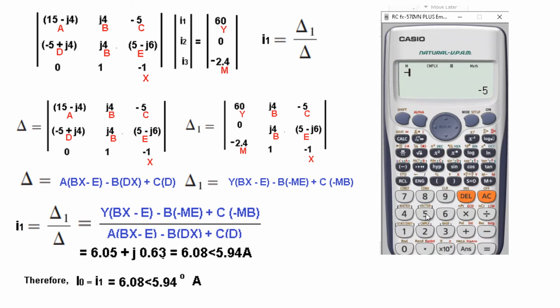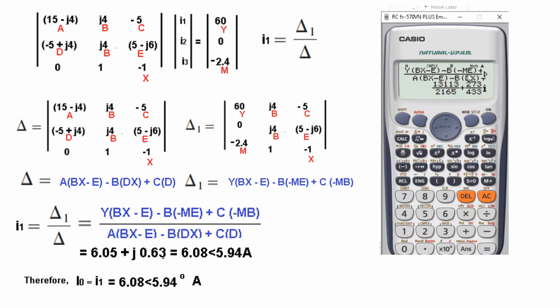C. Now C is minus 5, so C is minus 5 equal. A is 15 minus j4, so 15 minus 4i, enter. And then D is minus 5 plus j4. So minus 5 plus 4i.